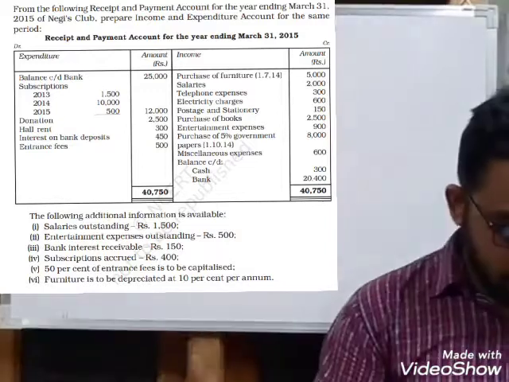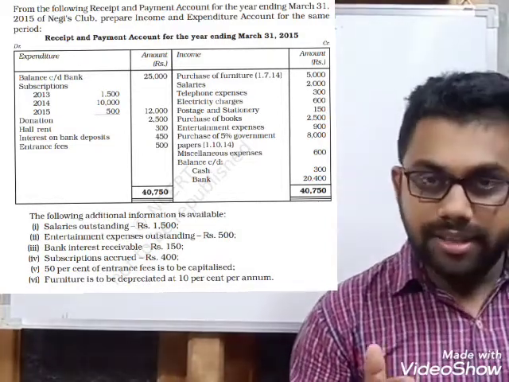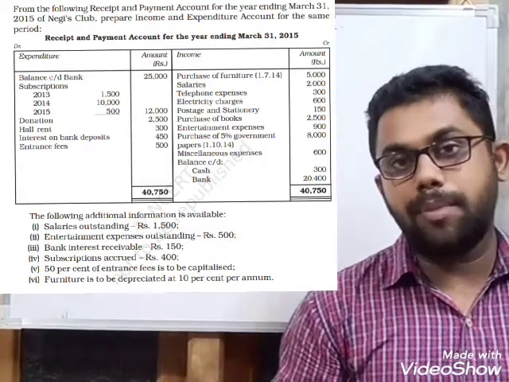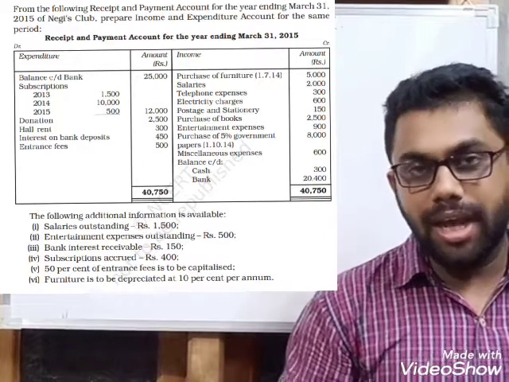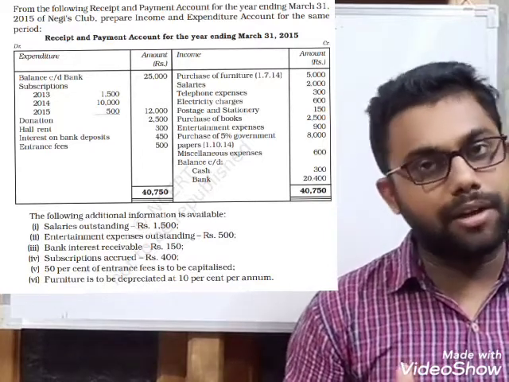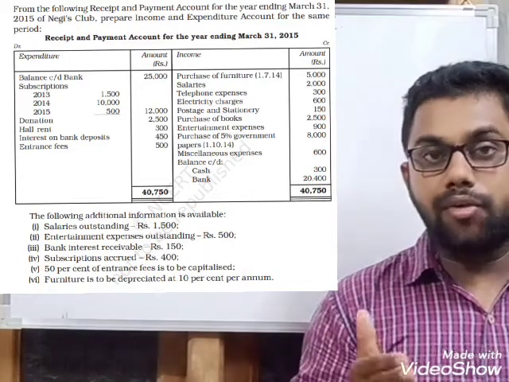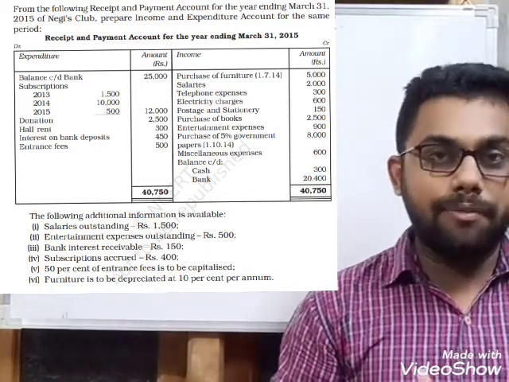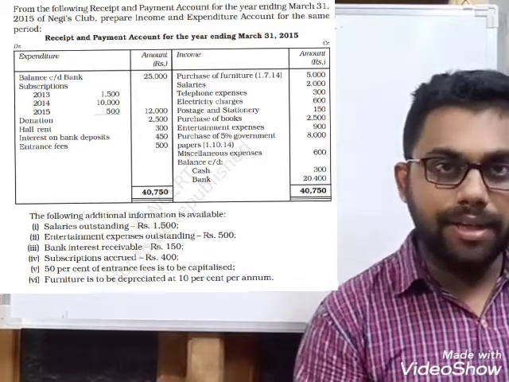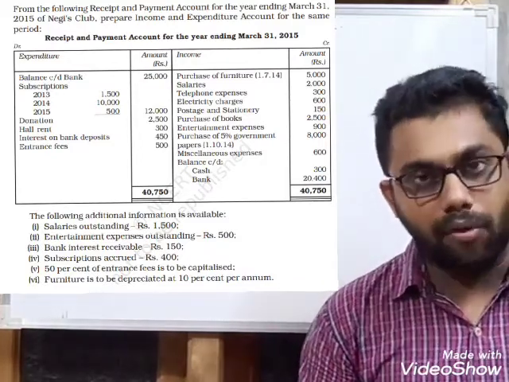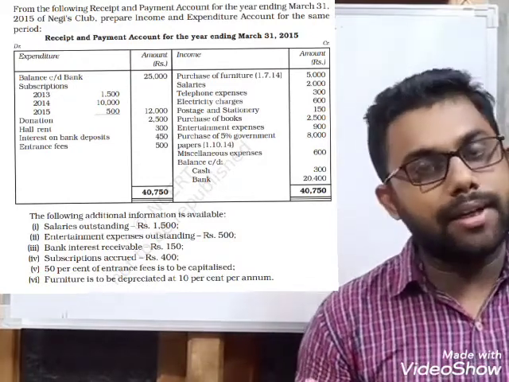Next one is the donation, amounting to rupees 2,500. There is nothing written about what type of donation it is. So if it is only donation, that means it is the general donation, and general donation is revenue income for the non-trading organization. Next one is the hall rent. Like an auditorium, the club may have a hall, so they have given it on rent, and from that they have received a certain amount, and it is income for the non-trading organization, and it will come in the income side.